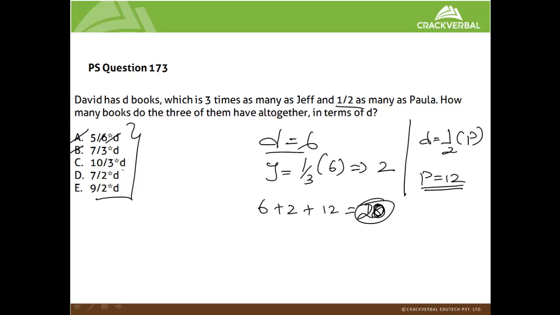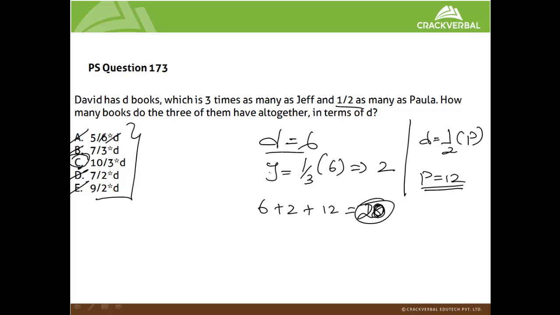10 into 6 by 3, 3 2s are 6, so 10 into 2 is 20. It matches the target, hold on, but you have to check all the other answer choices. That's the process of plugin. 7 by 2 into D, so 7 into 3 is 21. 21 is an overshoot, so eliminate D. 9 into 3 will again overshoot, so eliminate answer choice E as well, because our target answer is only 20. So the answer has to be C, 10 by 3 into D.